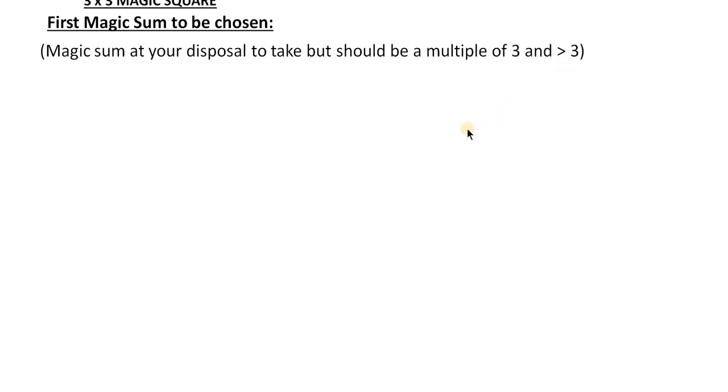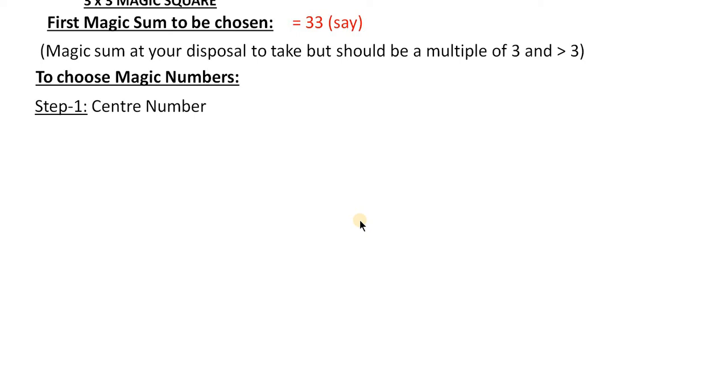In this case, I am taking 33 as the magic sum. So the magic sum of the 3 by 3 magic square is 33. Now to choose the other numbers, 8 numbers are there. 33 is the magic sum, so you will have to find the other magic numbers. So how will you find them? The magic sum is 33. 3 times the center number is equal to the magic sum, that you have seen already. So the center number you will have to find first.